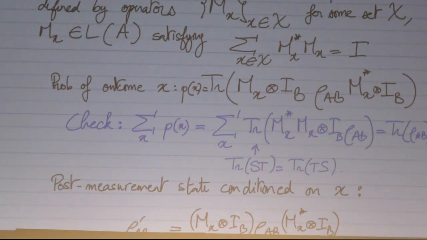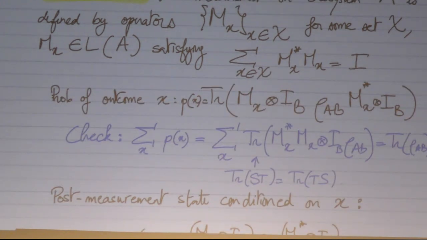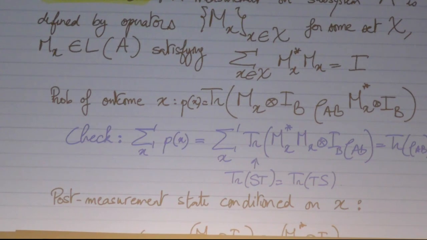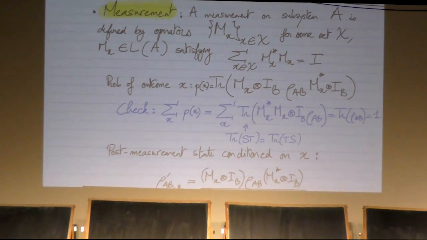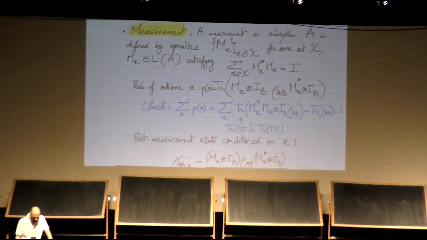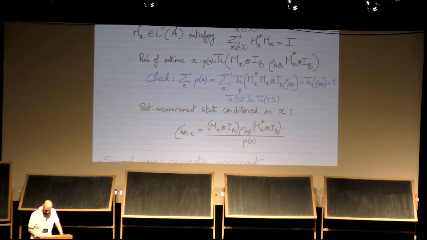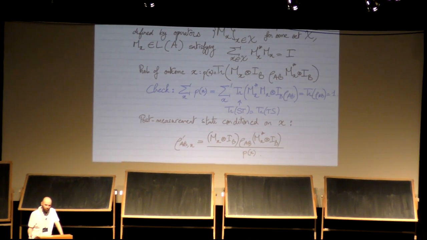Another type of evolution is a measurement. Here a measurement is modeled by some operators M_x on the Hilbert space A, and x is the outcome of the measurement. X is just a finite set which labels the outcomes of this measurement. Of course there should be a normalization condition, and the relevant one is this: the sum over x of M_x star times M_x is equal to identity.